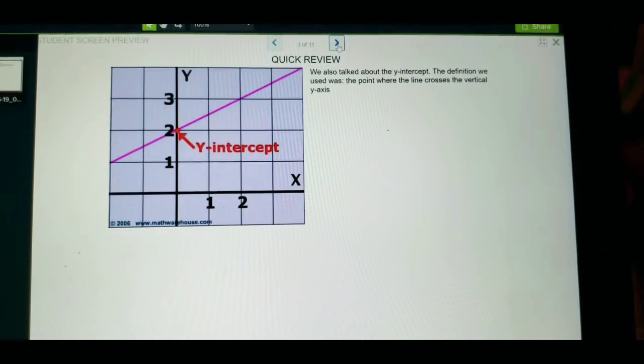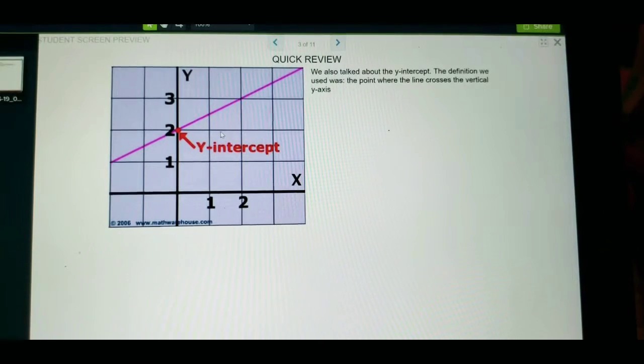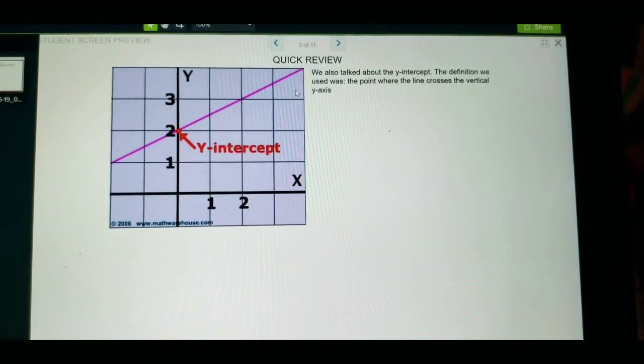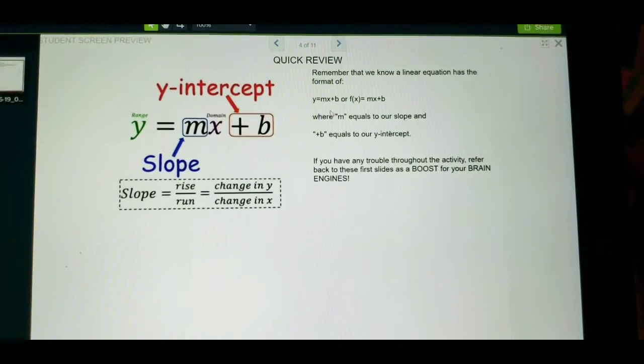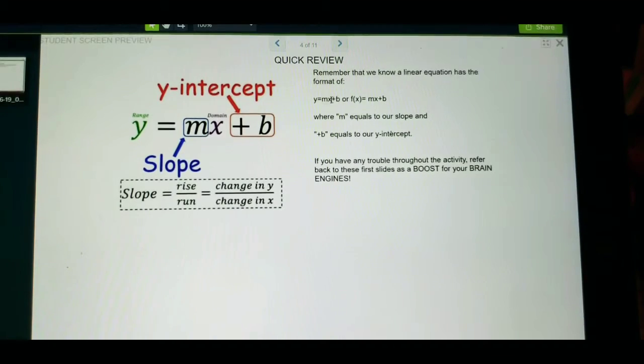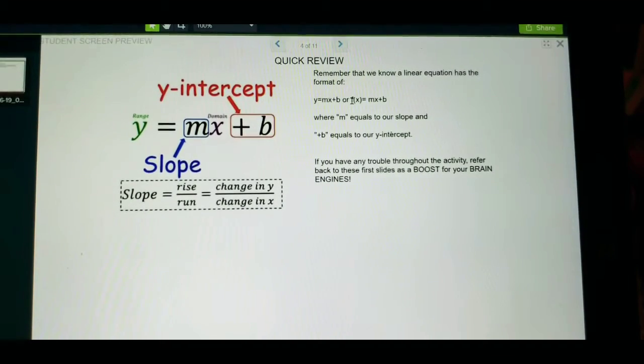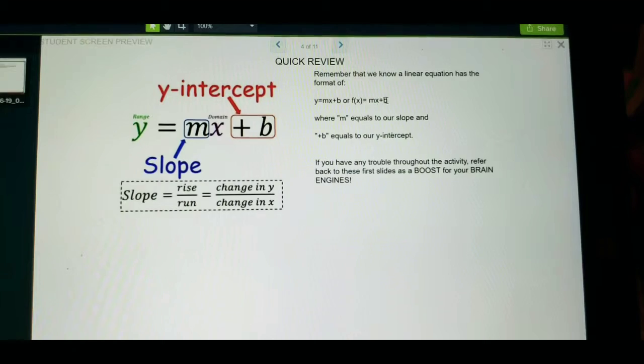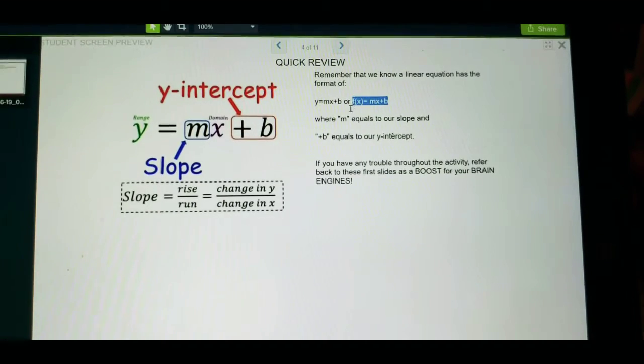And then for y-intercept, we're just giving a definition and a visual so that we actually know what we're referring to when we're talking about the y-intercept. And for the linear equation, I decided to include the form, instead of y equals mx plus b, the one that has f of x equals mx plus b, because this is the one actually used throughout the slides.